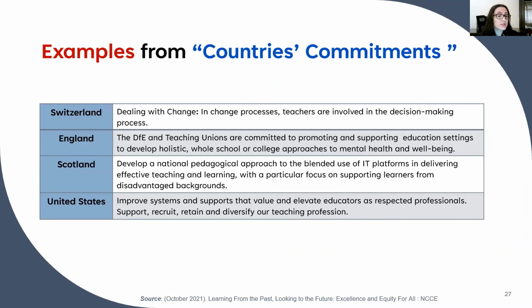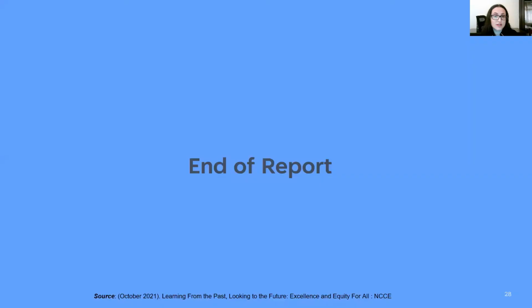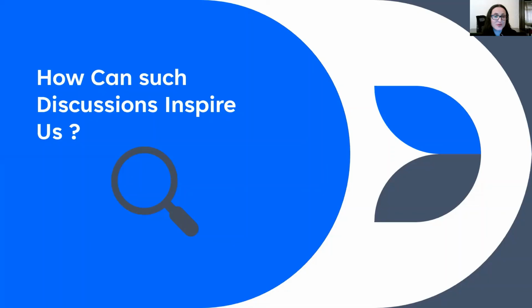England, the Department for Education and Teaching Unions are committed to promoting and supporting education settings to develop holistic, whole school or college approaches to mental health and well-being. Scotland developed a national pedagogical approach to the blended use of IT platforms in delivering effective teaching and learning, with a particular focus on supporting learners from disadvantaged backgrounds. United States, improving systems and supporting that value and elevating educators as respected professionals, support, recruit, retain, and diversify our teaching profession. And that was the end of the report.